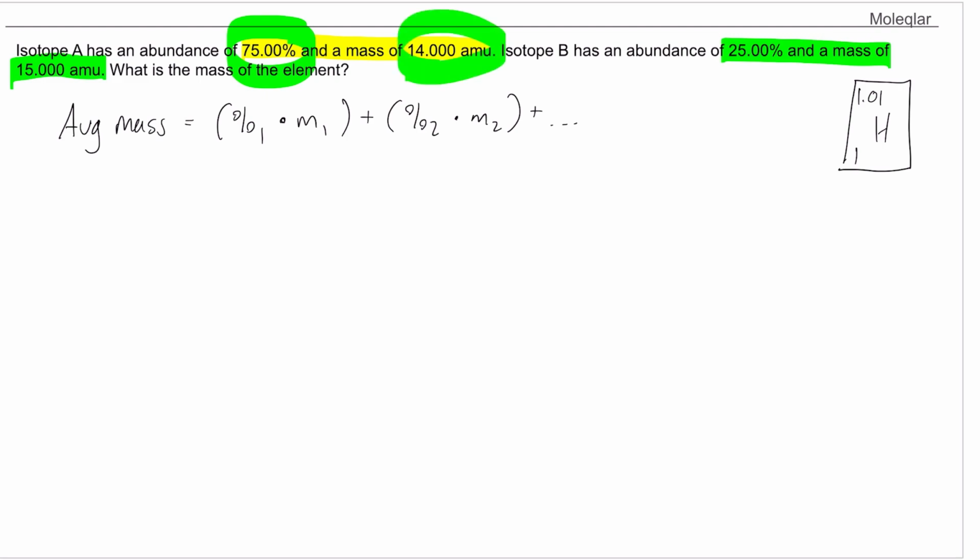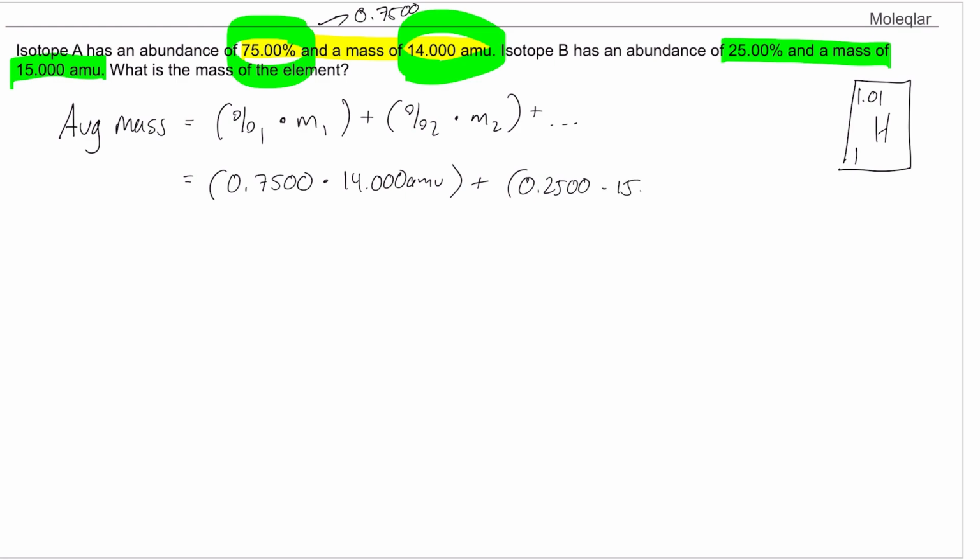Now, some of you might be able to do this in your head and you might already have an answer. Let's go through and let's calculate this out. So in our case, isotope A or isotope 1 is going to be 14 AMU and 75%. Now, first thing we need to do is convert this into a decimal, so 0.7500. So we just take that divided by 100 and we get our decimal. So let's do that. So we have 0.7500 multiplied by its mass, 14.000 AMU.